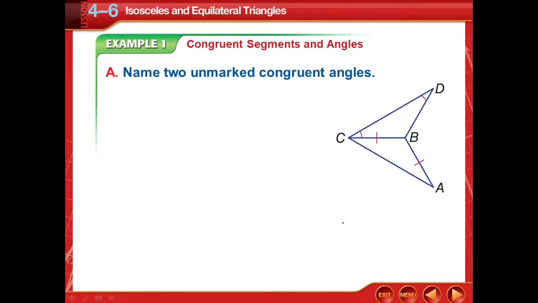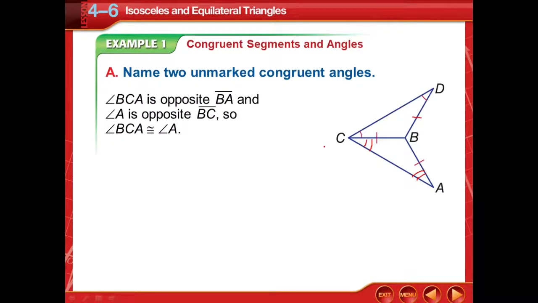Name two unmarked congruent angles. So if I look at my picture, I see that angle BCD is congruent to angle D, which means that this side and this side are congruent. I also see that CB is congruent to AB, which means that the base angles are also congruent because they are opposite. Therefore, angle BCA is congruent to angle A.